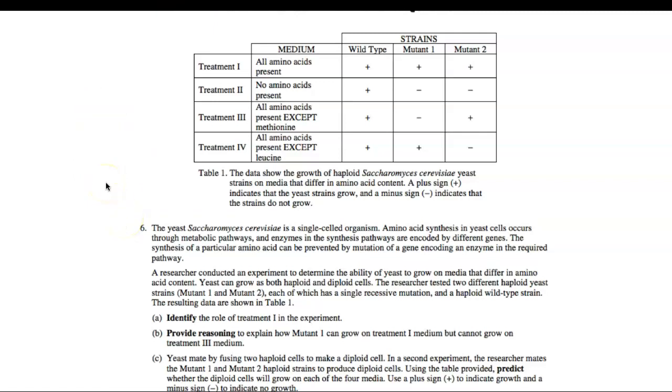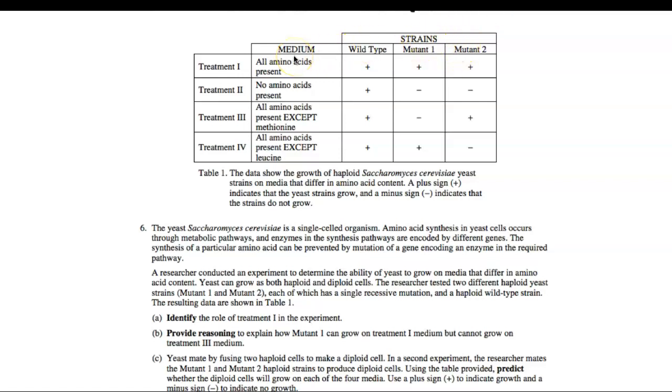Okay. So what we're going to do is go over the answer. All right. The data shows the growth of Saccharomyces cerevisiae. It's a yeast. So here's a yeast. You have a wild type. Remember, wild type is considered a dominant type. It's considered the dominant one that's normally found in nature. Mutant would be the ones that have the mutations.